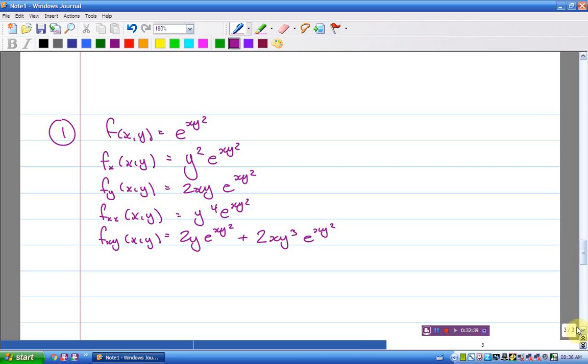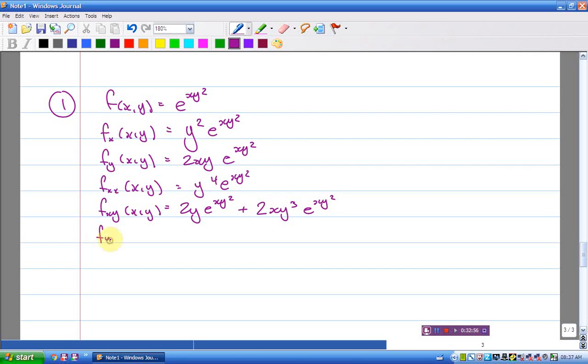I differentiate the y squared to get 2y, and the exponential just comes along to keep it company. Plus, in the next term, the y squared is just coming along, and the e to the xy squared is the one getting differentiated, which involves bringing down a 2xy. So I get a 2xy cubed.